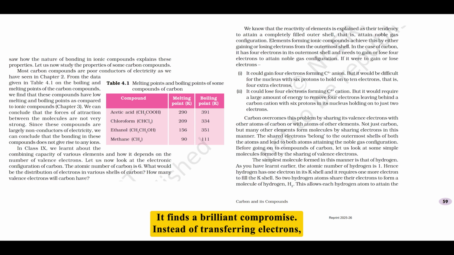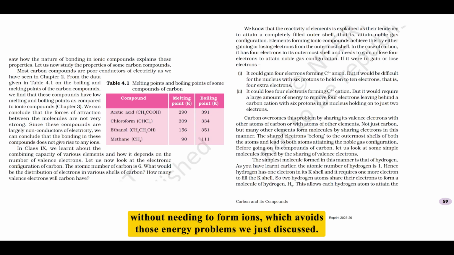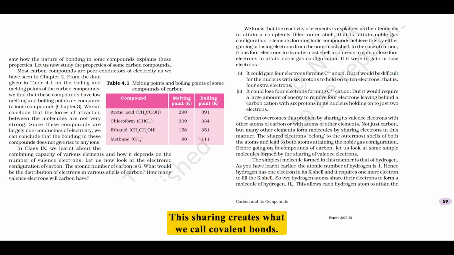It finds a brilliant compromise. Instead of transferring electrons, carbon shares its valence electrons with other atoms. Sharing. Okay. And it's not just carbon. Many other elements do this too. When atoms share electrons, those shared electrons effectively count towards the outer shell of both atoms involved. So both atoms get to feel like they have a full shell. Precisely. It allows both atoms to achieve that stable, noble gas configuration without needing to form ions, which avoids those energy problems we just discussed. This sharing creates what we call covalent bonds.